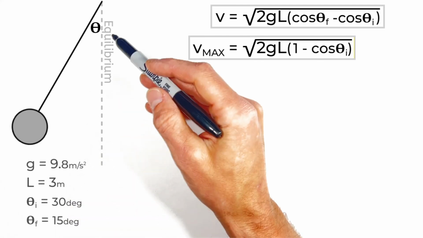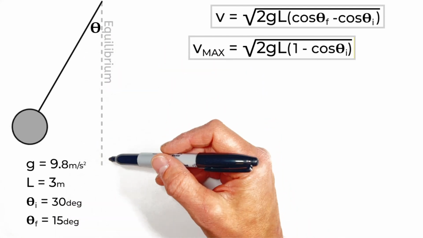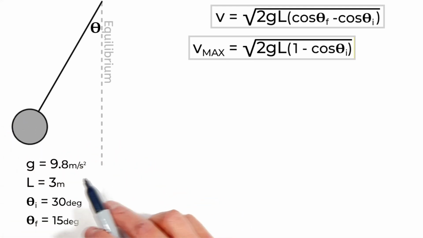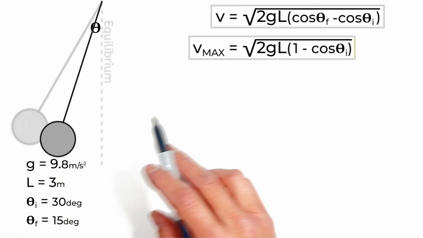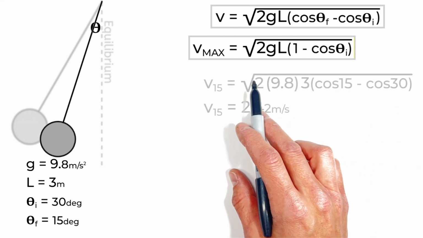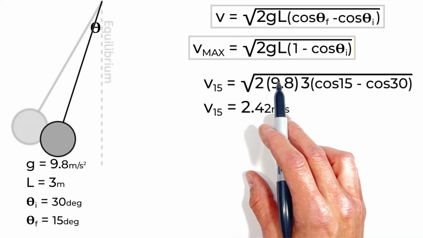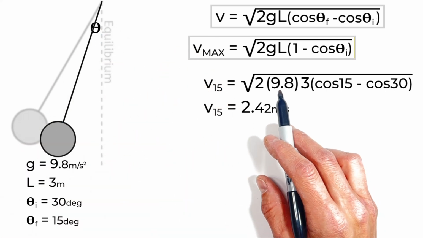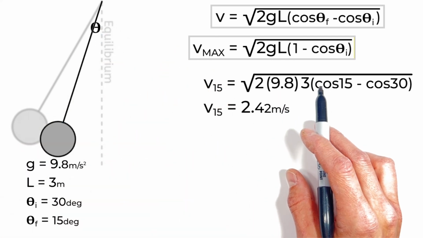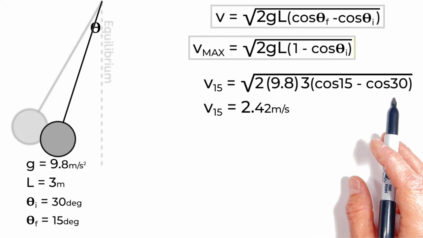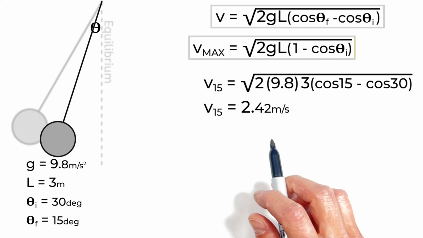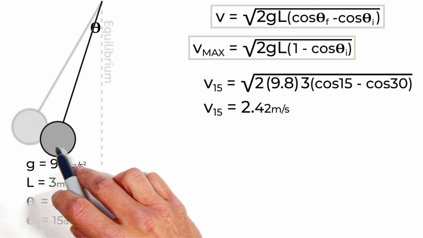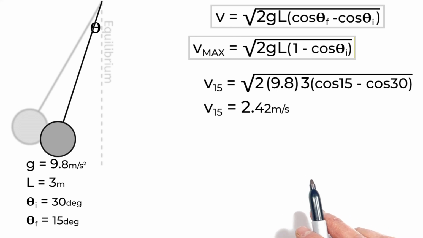Let's say we pull our pendulum back 30 degrees from vertical and we make our pendulum 3 meters long. Now if we let the pendulum swing down to an angle of 15 degrees, going over to our expression over here, we'd plug in 9.8 for g, because that's the acceleration due to gravity on Earth. L, the length of the pendulum, is 3 meters. And then we'd plug in 30 degrees as our initial angle and 15 degrees as our final. And as a result, we'd find that our pendulum, when it reaches this point right here, 15 degrees away from equilibrium, is traveling at 2.42 meters per second.